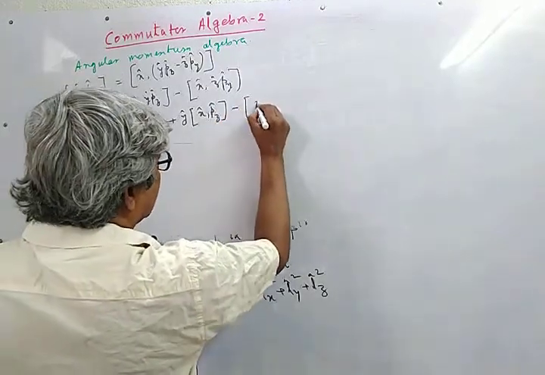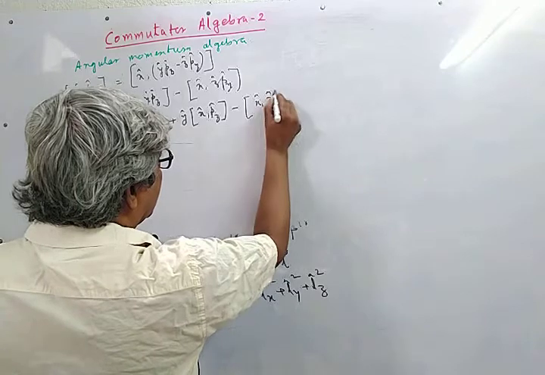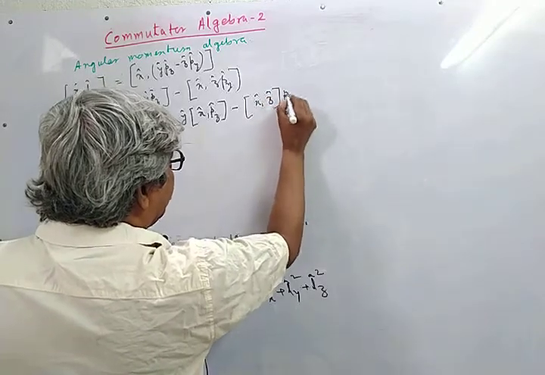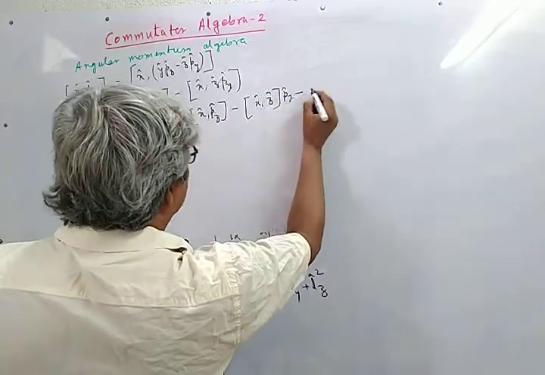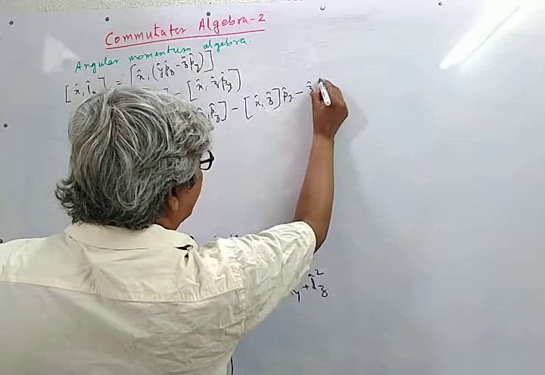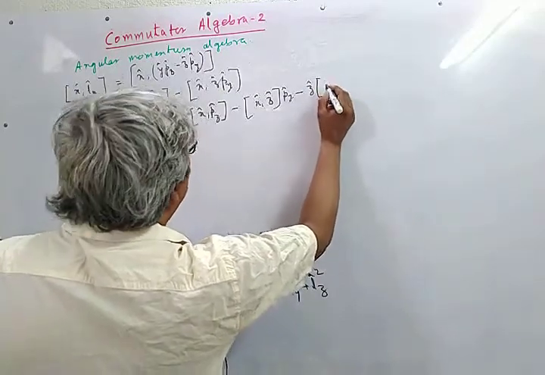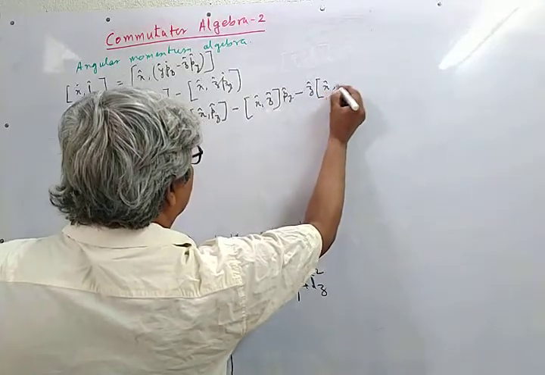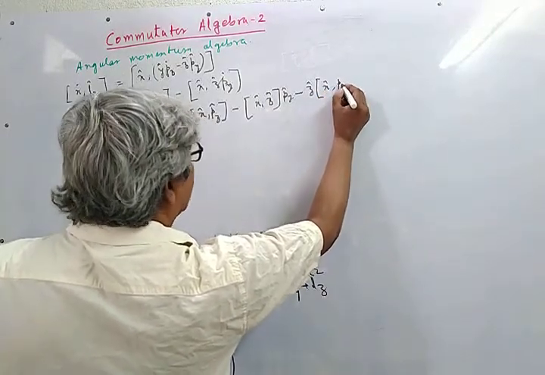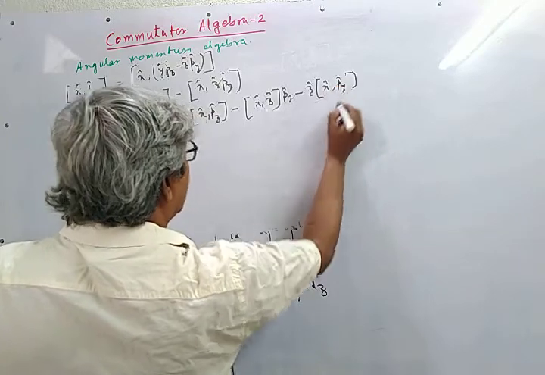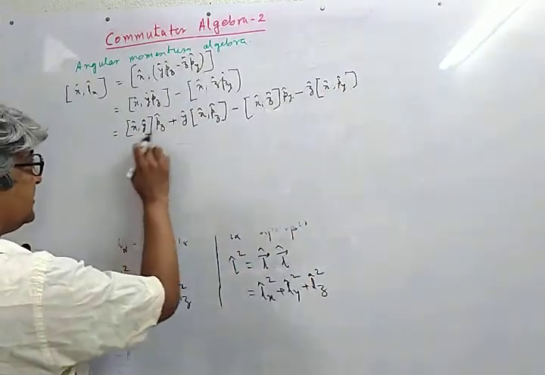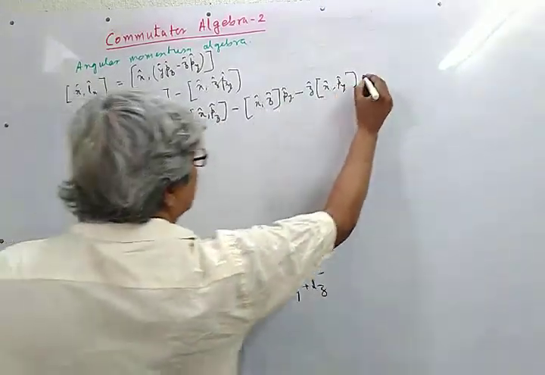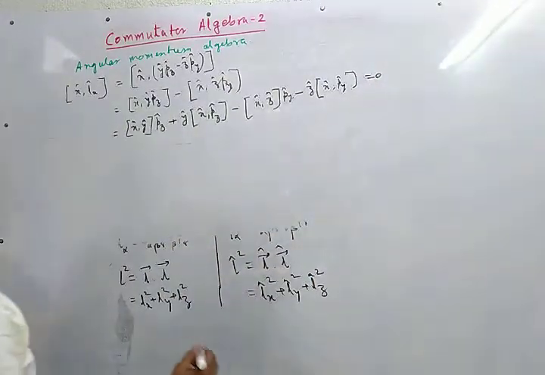The [x, z] commutator, with p_y coming from the right, minus z coming from the left, times [x, p_y]. All these are zeros, this is zero, this is zero, this is zero, this is zero, so this is zero.